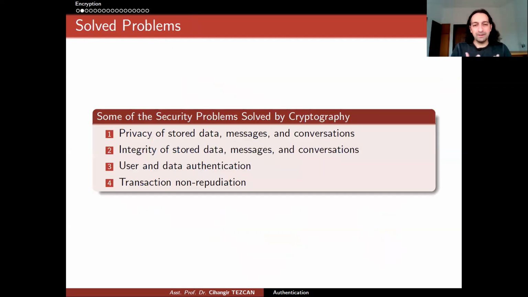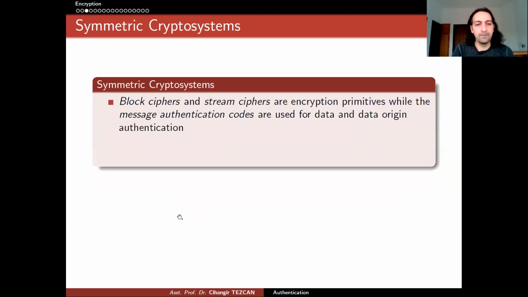So let's look at some of the problems that are solved by cryptography. Cryptography solves the following problems: privacy of stored data, messages and conversations. I will say a little more about this in the following slide, but by encryption, we solve the privacy problem. We also solve the problem of integrity of stored data, messages and conversations, user and data authentication, and transaction non-repudiation. Integrity is important, which is why we talk about hash functions. The other parts are solved by public key cryptography.